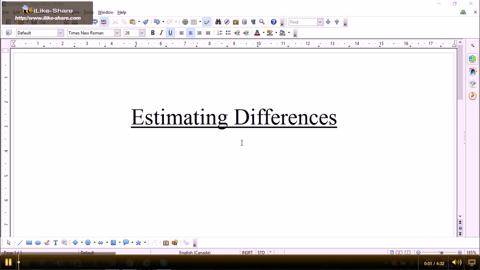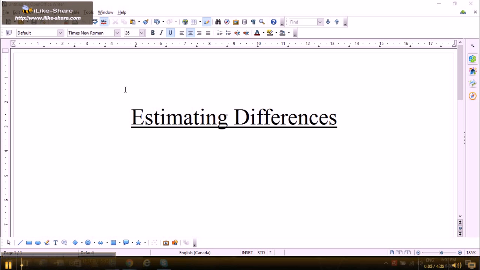Okay, today we're going to be talking about estimating differences. Estimating, if you remember from before, is talking about rounding. It's an estimate. It's not a precise answer, okay? Differences is a fancy way of saying subtract. So right now we already know what we're doing. We're going to be estimating subtraction.